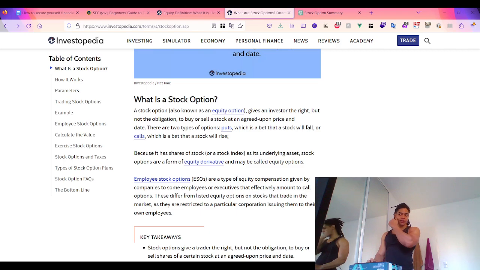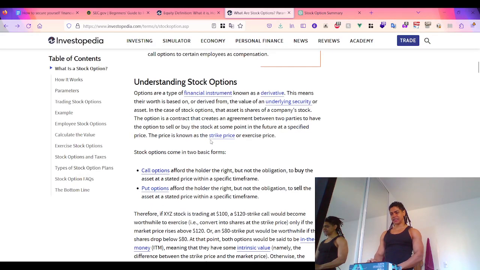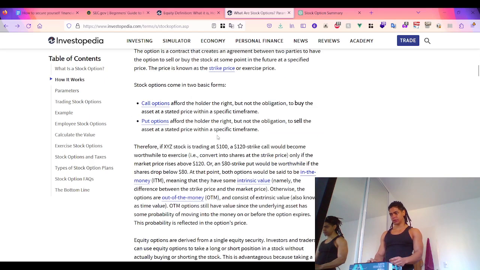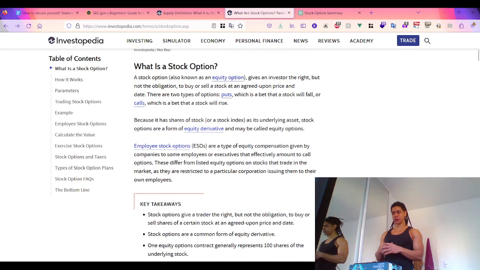Okay, so puts are selling orders, and calls are purchase or buy orders. So puts is your bet that the stock will fall, or calls, which is a bet that the stock will rise. Okay, holy moly.